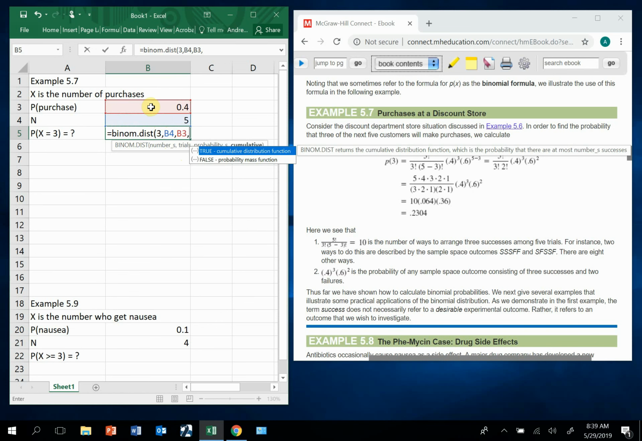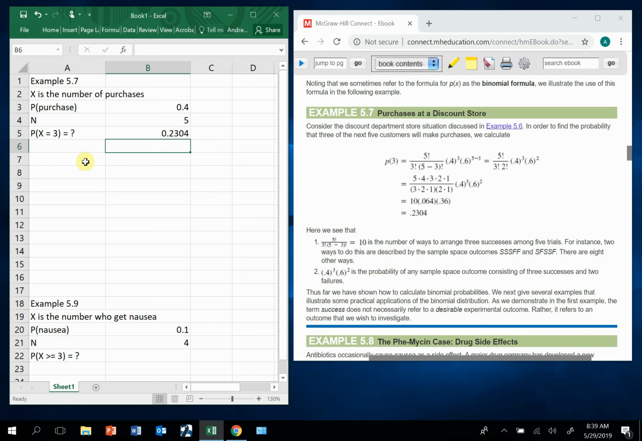The last argument is the trickiest one. If I'm solving for exactly, if it says equal to 3, you put 0 because you do not want the cumulative. We'll do example 5.9 and you'll see when we use 1. So the last argument is either 0 or 1. If it says equal here, if you're solving for exactly or equals, put 0, and there's the answer, which is the answer in the book. You could have solved it this way.